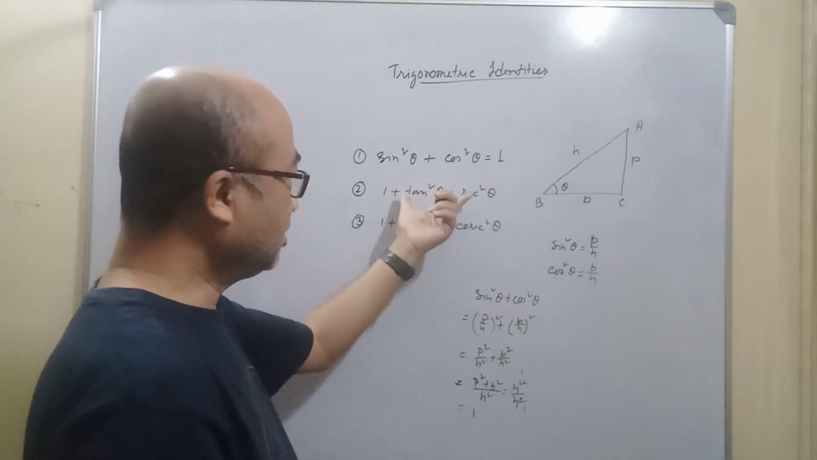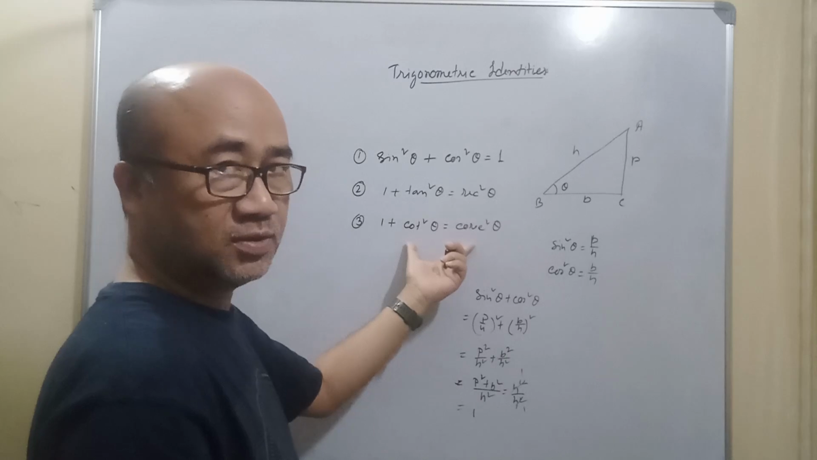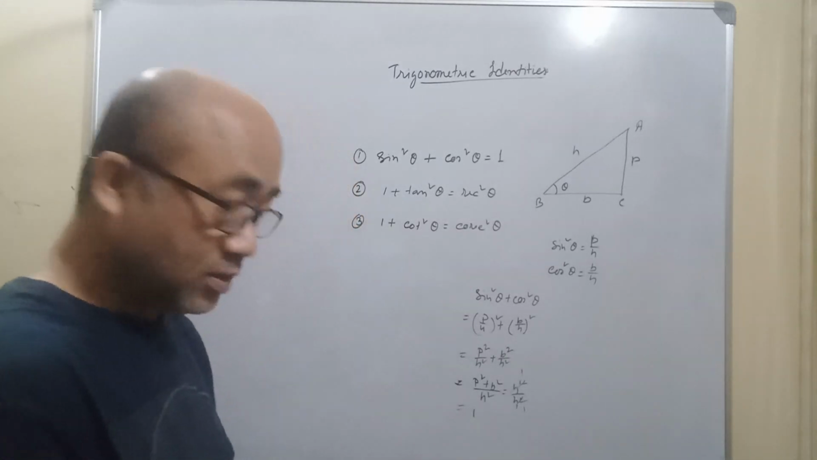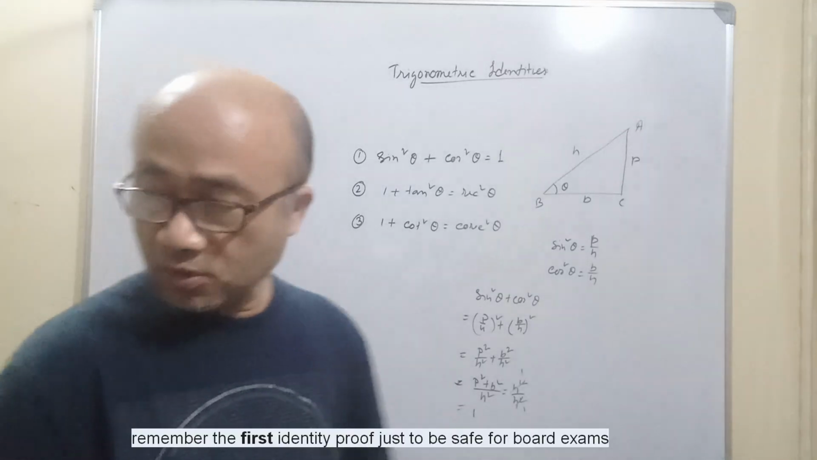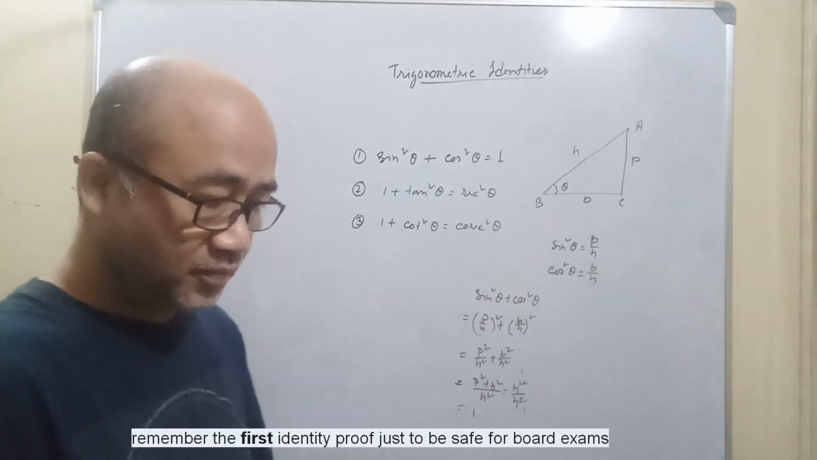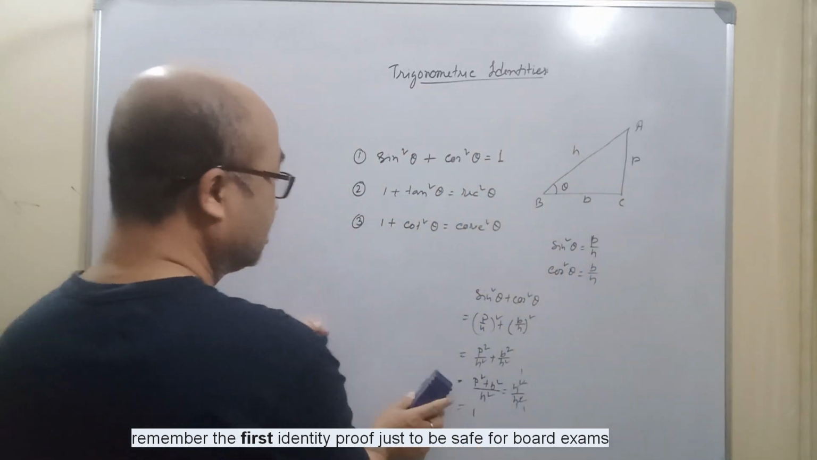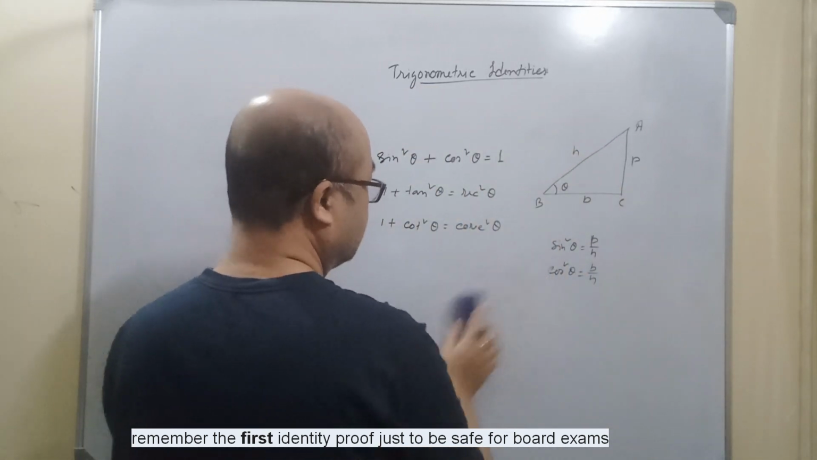So similarly, the other identities can also be proved. Okay. But we are not going to do that because the proofs are not required. Only the application side is required. Only the application of these identities is the focus.